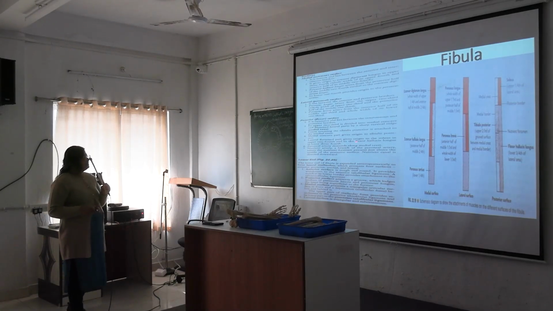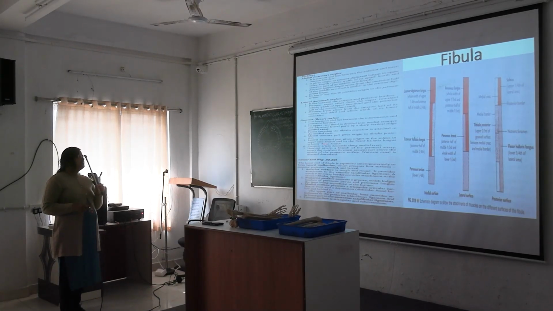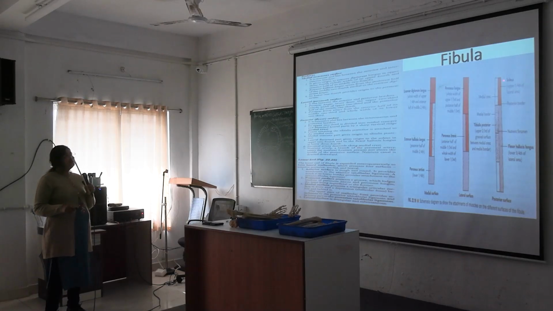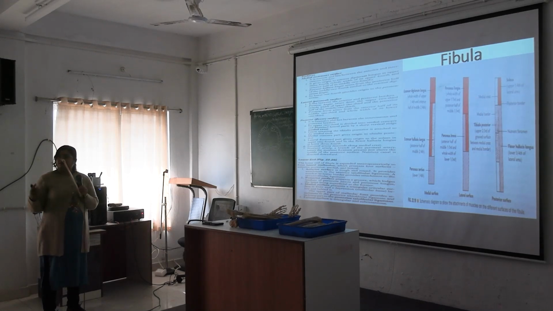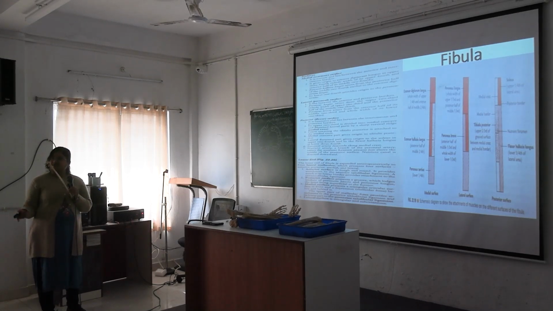So the lateral flattened part gives origin to soleus in the upper 1/4. So this part gives origin to soleus, upper 1/4. And to the flexor hallucis longus in the lower 3/4. The rest of the part is flexor hallucis longus. So this is the flexor surface.